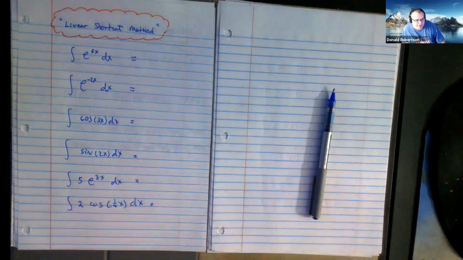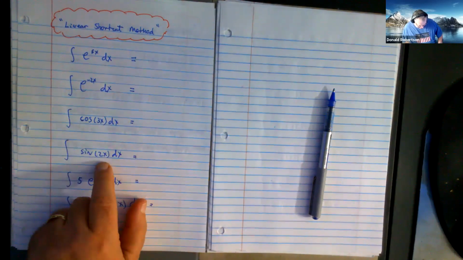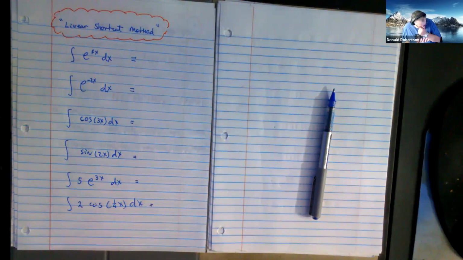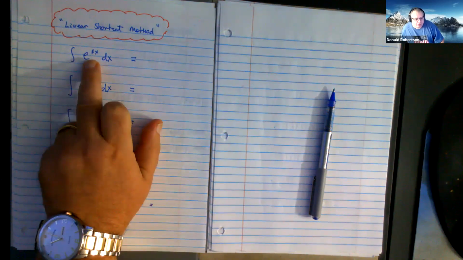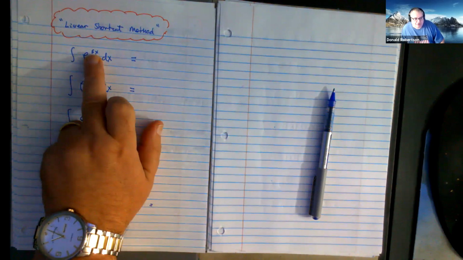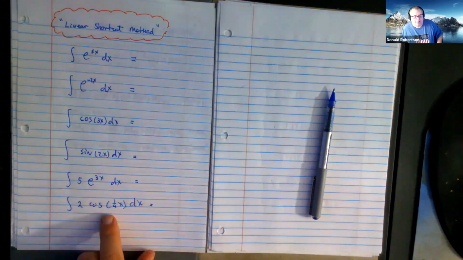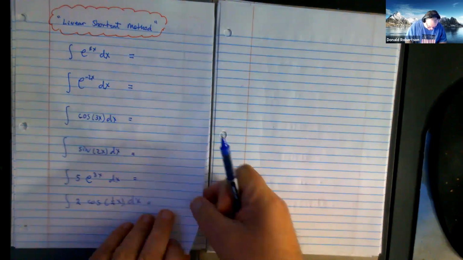We know how to do e to the x, and we know how to do cosine x and sine x, and even a multiple of e to the x's and cosine x's. But we can actually do the integrals of not just x, but 5x, or negative 2x, or even a quarter x. And it's called the linear shortcut method. So I'm going to show you the first few answers.